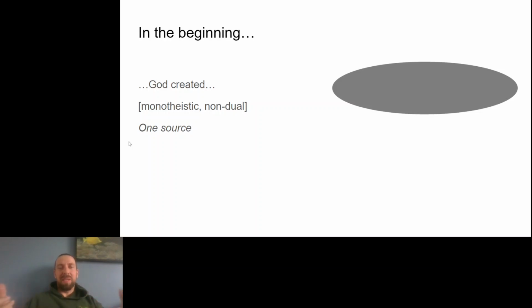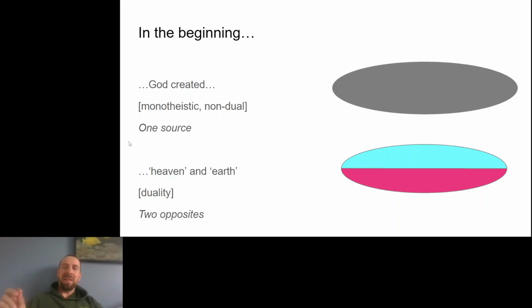So we'll just start with the very beginning and discuss a little bit how to contextualize the Bible. I think everyone knows this, even if they're not religious, right? The first line of the Bible is, in the beginning, God created. So basically just one source, something that is monotheistic, which is non-dual. So in the beginning, one source created duality. So two opposites. One source created two opposites. Something non-dual created something dual.